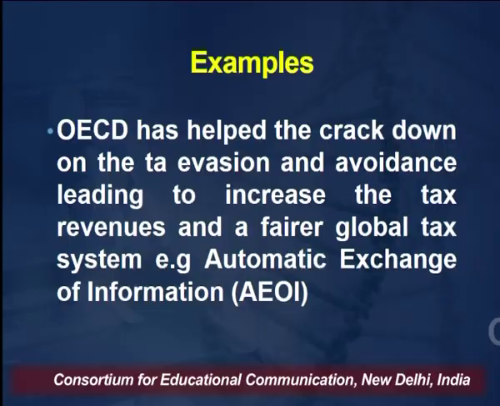Now, let's take an example of the OECD, which became a pioneer and paramount in eradicating corruption. The OECD has helped crack down on tax evasion and avoidance, leading to increased tax revenues and a fairer global tax system. Example: automatic exchange of information. The OECD cracked down on this. For example, in India we have a 10% tax. In America, they have a 20% tax. In other countries there is more tax, 40%.